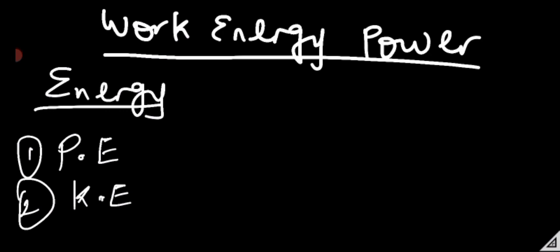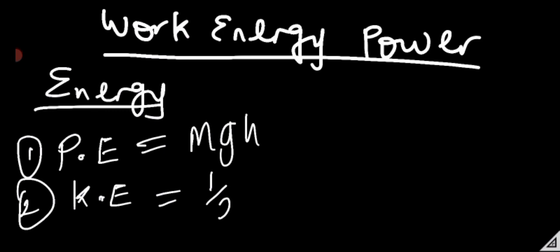So that means that potential energy is related to height from the ground, and the formula for potential energy is mgh, right? Where m is the mass, g is the gravitational acceleration, and h is the height. Now, kinetic energy is the energy of a body due to virtue of motion. The formula for calculating kinetic energy is 1/2 mv squared.